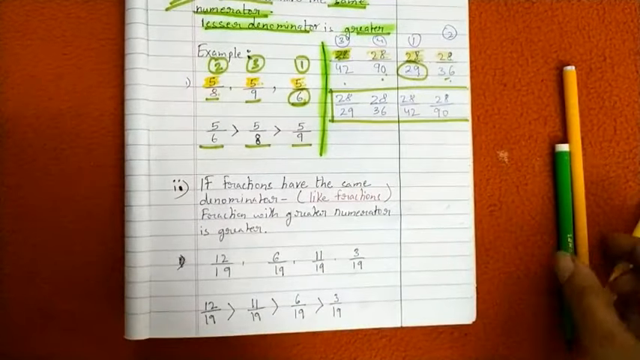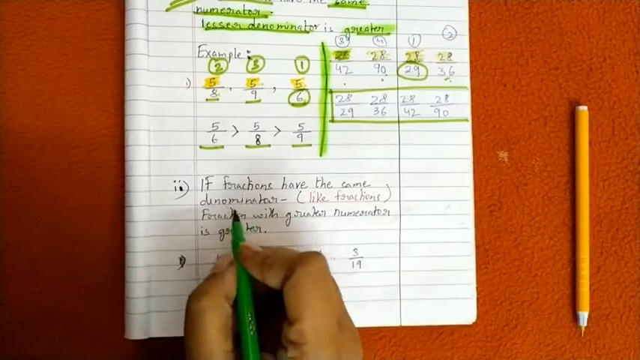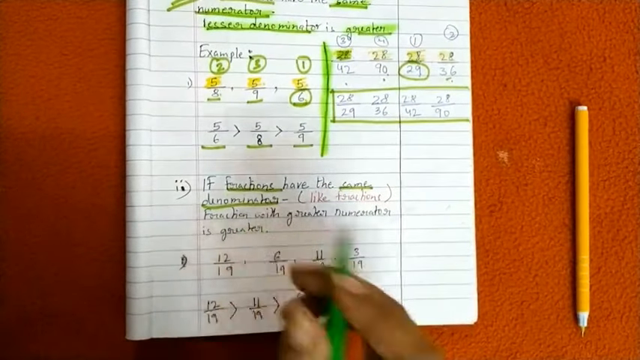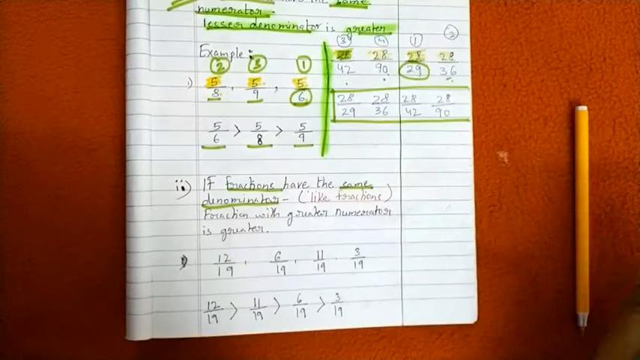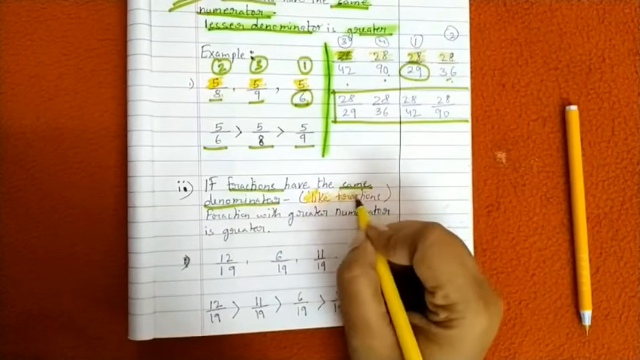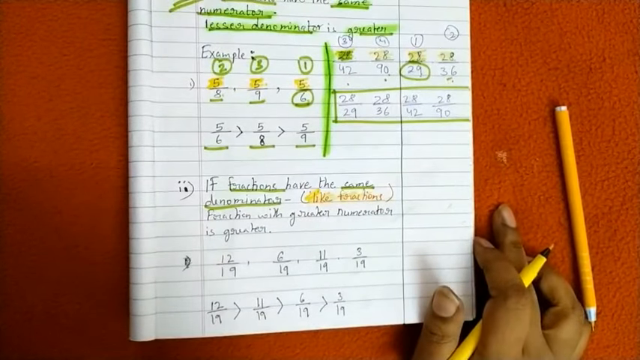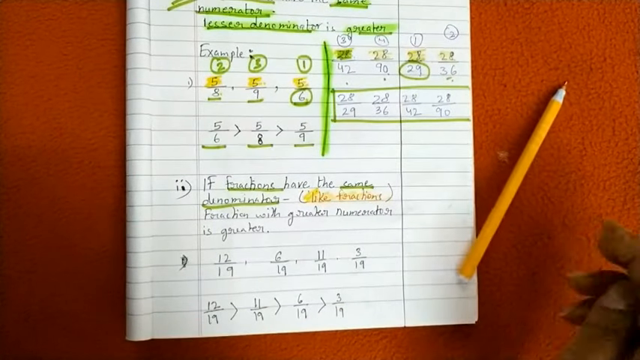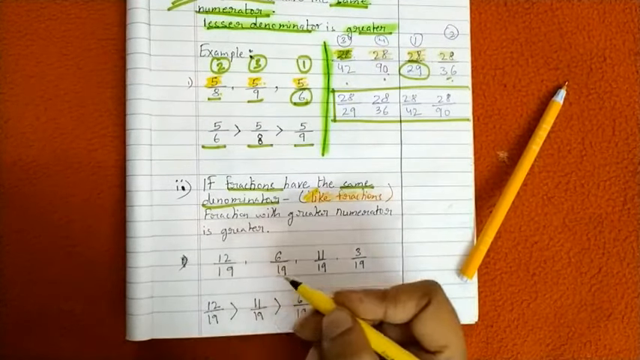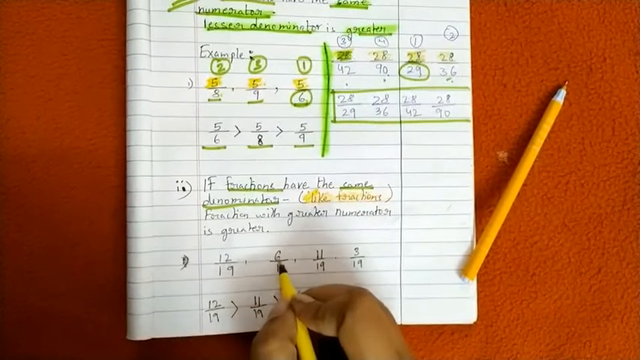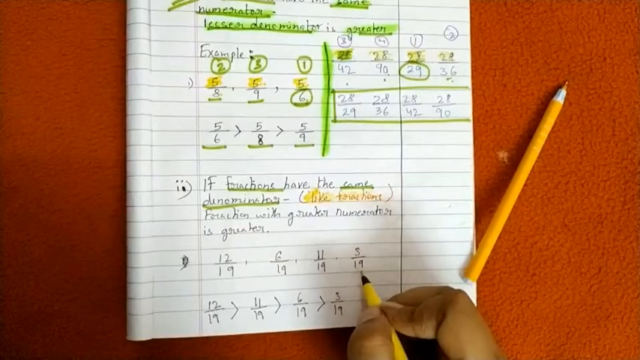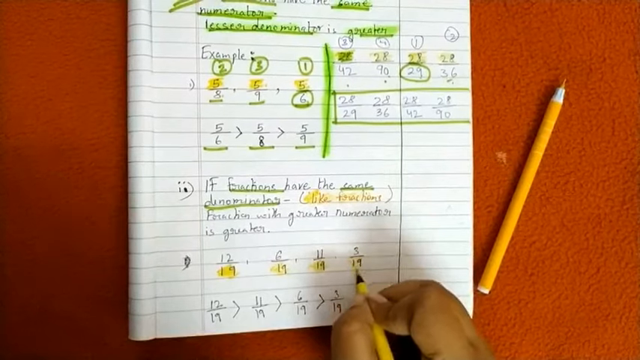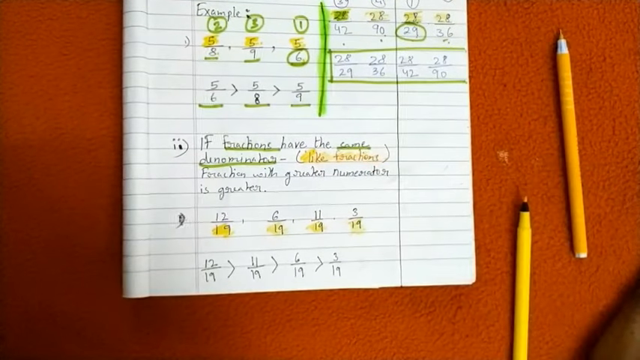Now children, see, what if the fractions have the same denominator? That means we are talking about like fractions. When the fractions have the same denominator, then they are like fractions. For example, here I have taken 12 upon 19, 6 upon 19, 11 upon 19, 3 upon 19. In each case, children, you can see the denominator is the same.